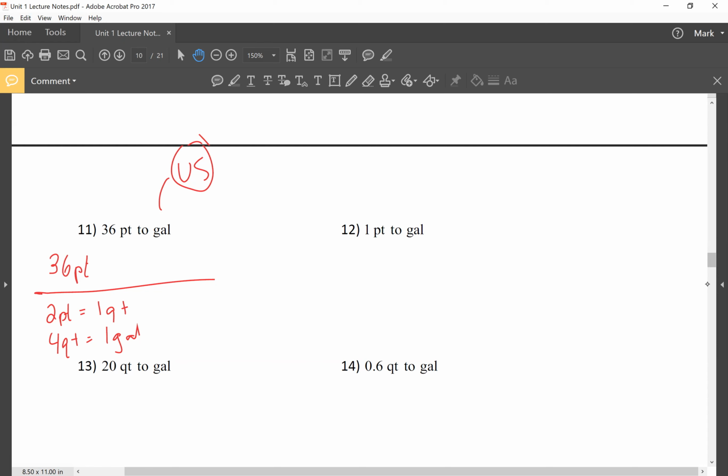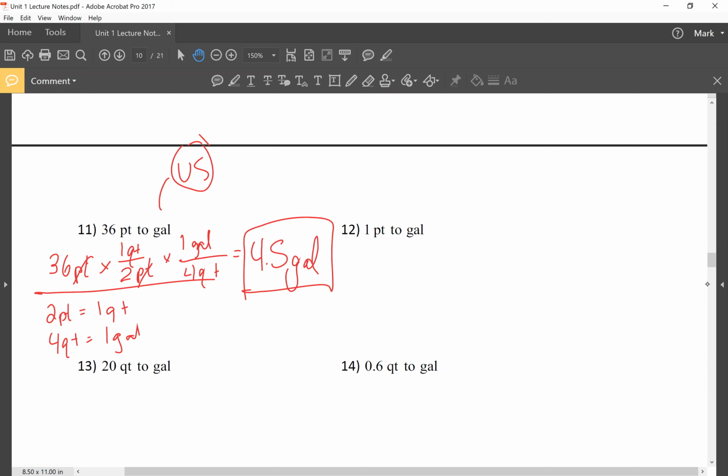Okay, so 36 pints, I'm going to multiply this by 1 quart over 2 pints. That's not enough because I'm still looking for gallons. So I'm going to multiply this by 1 gallon over 4 quarts, and I'll get my answer. This is basically 36 divided by 8, which is 9 over 2 or 4.5 gallons.